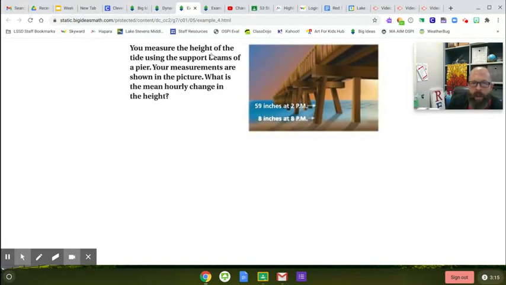It says you measure the height of the tide using the support beams of a pier. Your measurements are shown in the picture. What is the mean hourly change in the height? Okay, so at 2 p.m. it was 59 inches, and at 8 p.m. it was 8 inches. So we got to find the average.